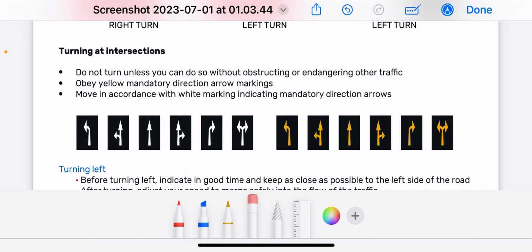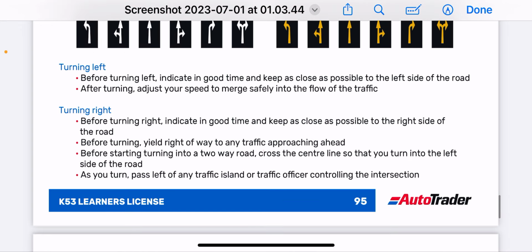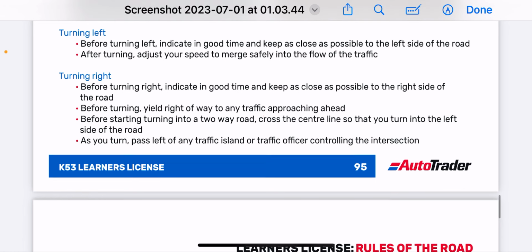And then moving to turning left. Before turning left, indicate in good time and keep as close as possible to the left side of the road. After turning, adjust your speed to merge safely into the flow of the traffic. So you don't indicate here and you are turning here. You indicate in good time, right?